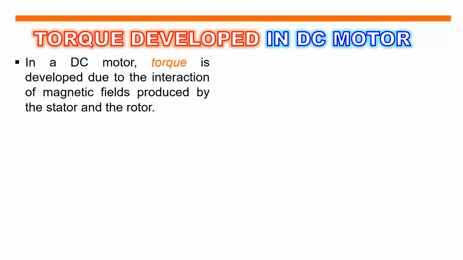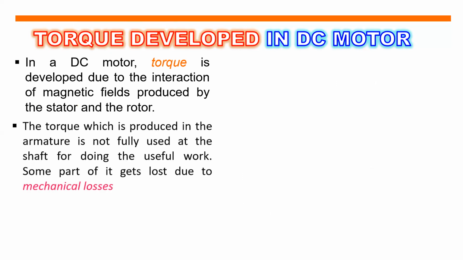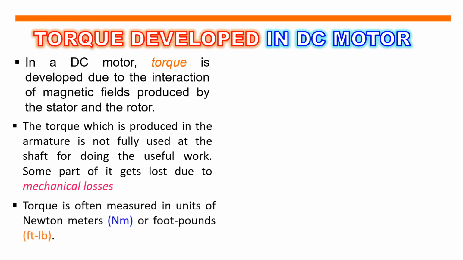So let's now discuss the torque developed in a DC motor. In a DC motor, torque is developed due to the interaction of magnetic fields produced by the stator and the rotor. The torque which is produced in the armature is not fully used at the shaft for doing the useful work. Some part of it gets lost due to mechanical losses. So nababawasan yung ating torque dahil meron tayong mga mechanical losses. We have to consider all those mechanical losses. Torque is often measured in units of Newton meters or foot-pounds.